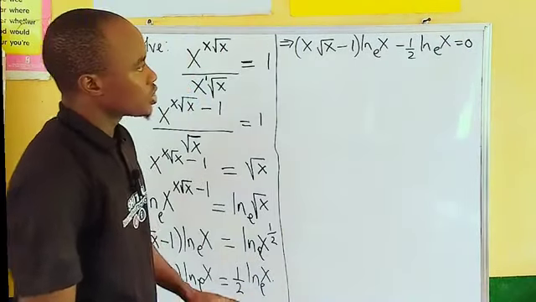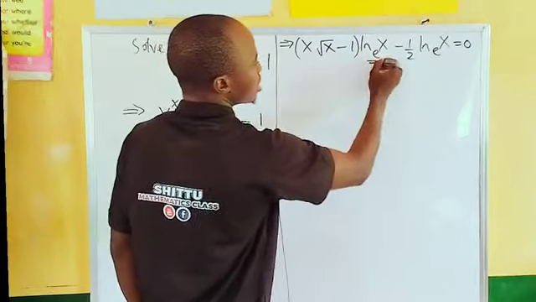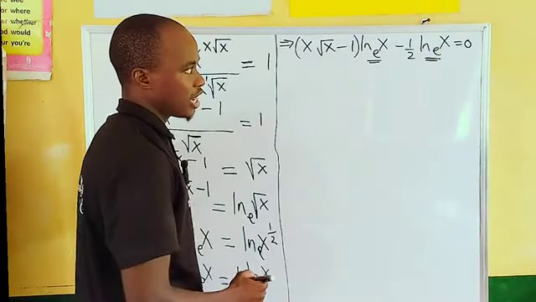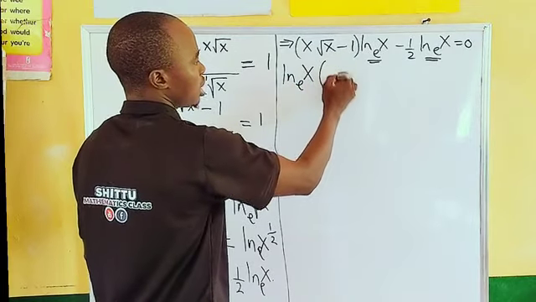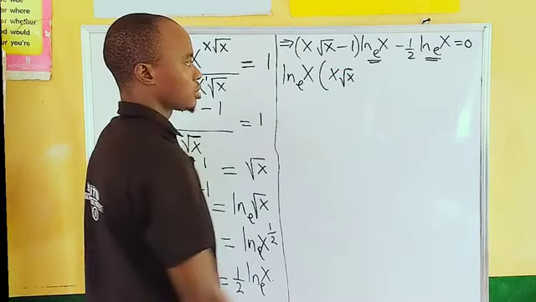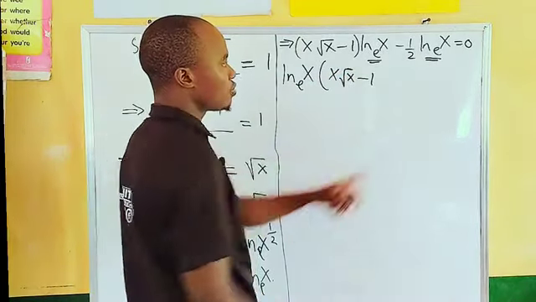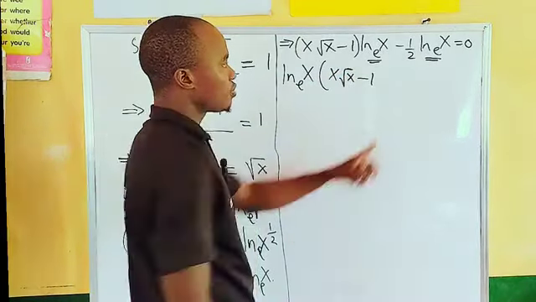Equals to 0. So now from here, we can see that this and this are common, so I can bring it out. I have ln x to base e, then root x minus 1. So don't forget that we have this minus here. We are going to be having minus 1 over 2, then equals to 0. So now from here, I try to simplify this inside the bracket.